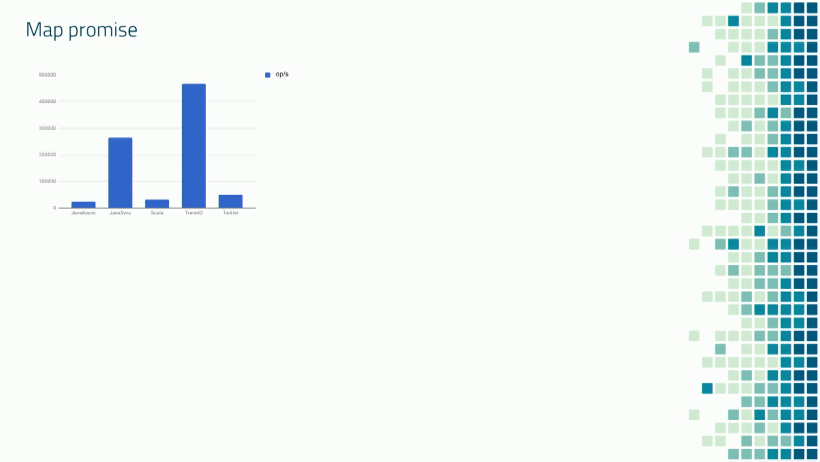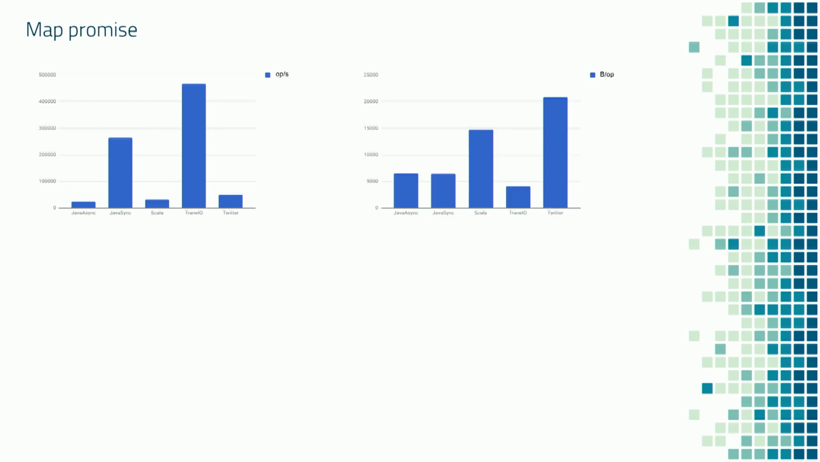The Scala future is really not so good. Java has two modes, async and sync. The async mode is not so great, but the sync mode has good performance, and the Twitter future is not really optimized well for this scenario. And the memory profile, the allocation, is also better. As you can see here, Twitter allocates a lot, Scala allocates less than Twitter, and Trane.io does very few allocations.